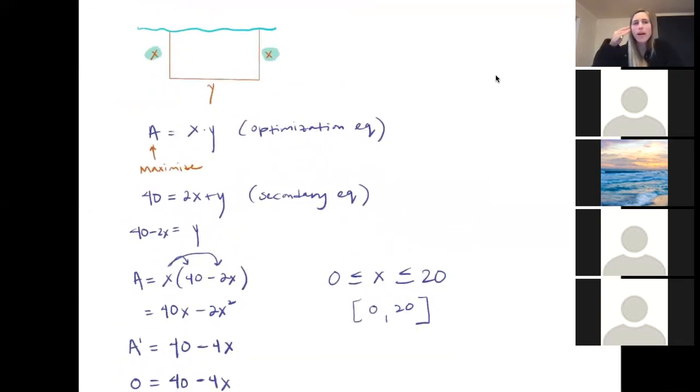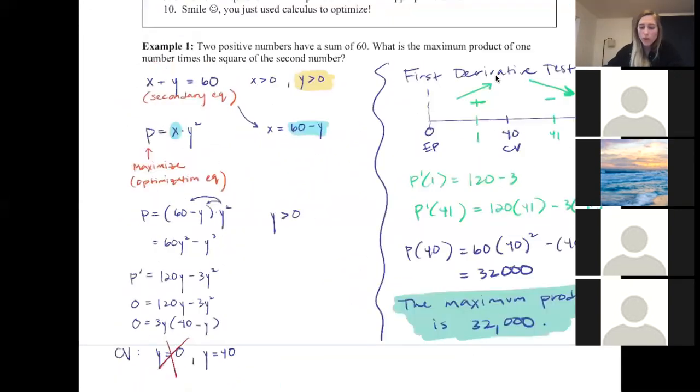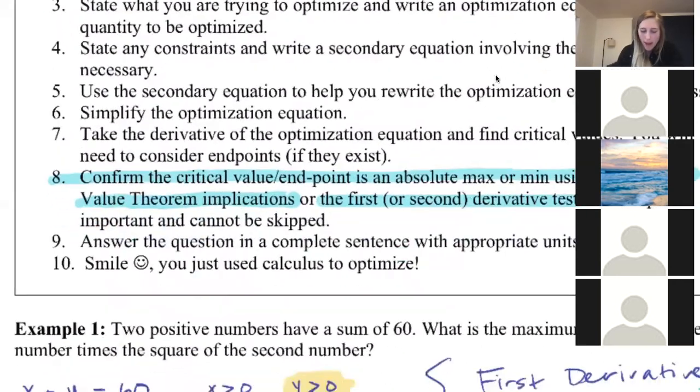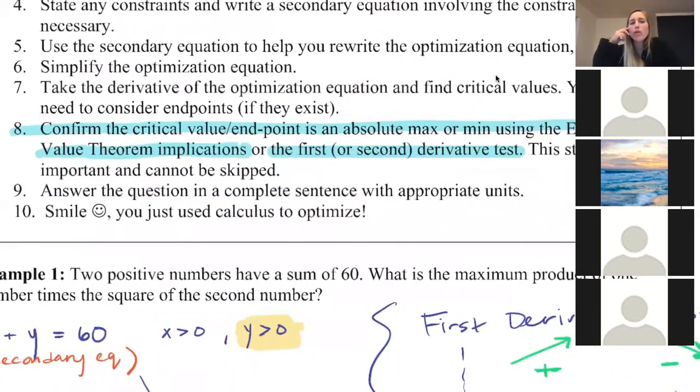So remember how I said, we're going back up here. Step 8 is we want to confirm a critical value or an endpoint as an absolute max or min, either using the extreme value theorem, so that's if you have a continuous function defined on a closed interval, or using the first or the second derivative test. When possible, especially if you know the function that you have is continuous, you want to see if you can come up with a closed interval that the optimization equation could be defined on.